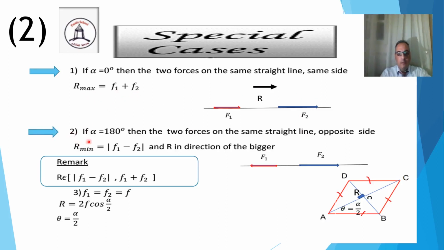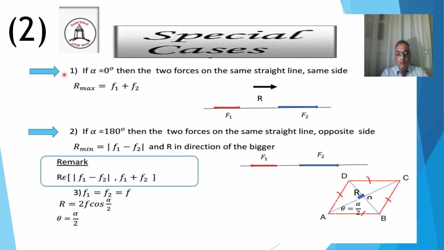Second case, if alpha is 180, it means that the two forces are opposite in direction but on the same straight line, so R here is minimum, equal to the absolute value of F1 minus F2, and R is in the direction of the bigger one. If F1 is bigger than F2, then R is with F1. If F2 is more than F1, then R is with F2. So R, the resultant, is in the direction of the bigger, whether F1 or F2.